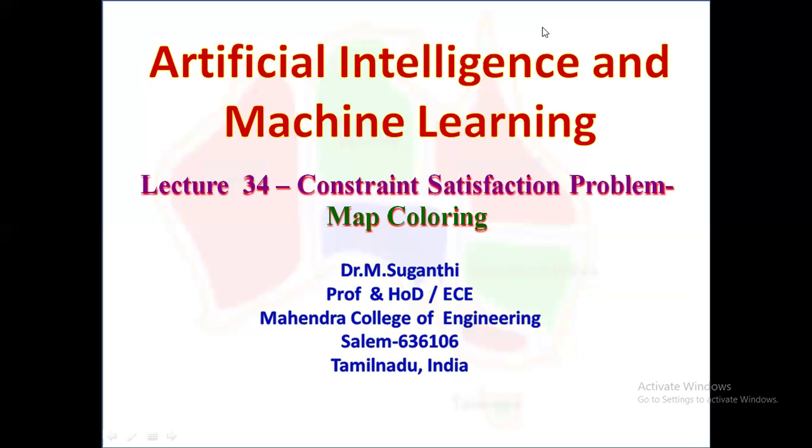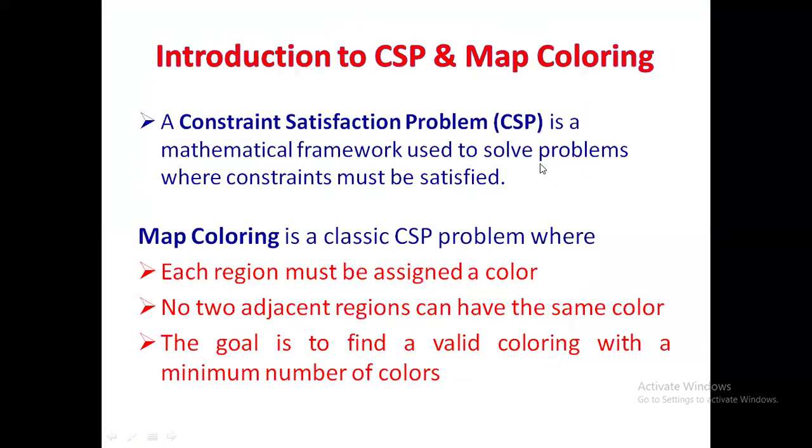It enhances logical reasoning and problem solving skills, making it valuable for fields like AI, machine learning, automated planning, and even compiler design. By mastering CSP mapping, we can develop a strong foundation in algorithmic thinking, enabling us to tackle advanced constraint solving problems effectively. Now we'll see the CSP color mapping problem. First, an introduction to CSP and map coloring.